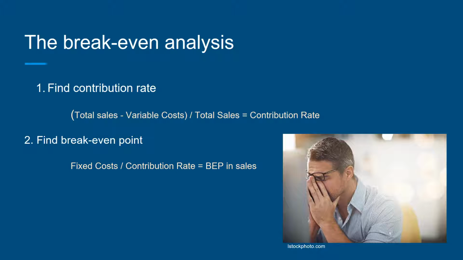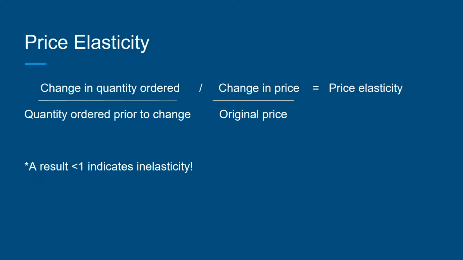The break-even analysis is used to determine a break-even point, which is the volume of sales at which your revenue covers your fixed and variable costs but does not produce a profit. Keep in mind that fixed costs stay constant while variable costs change with sales. To find a break-even point, first you will want to find a contribution rate. This is calculated by subtracting variable costs from total sales, then dividing by total sales. Now take your fixed costs and divide by your contribution rate, and you have your break-even point in sales.